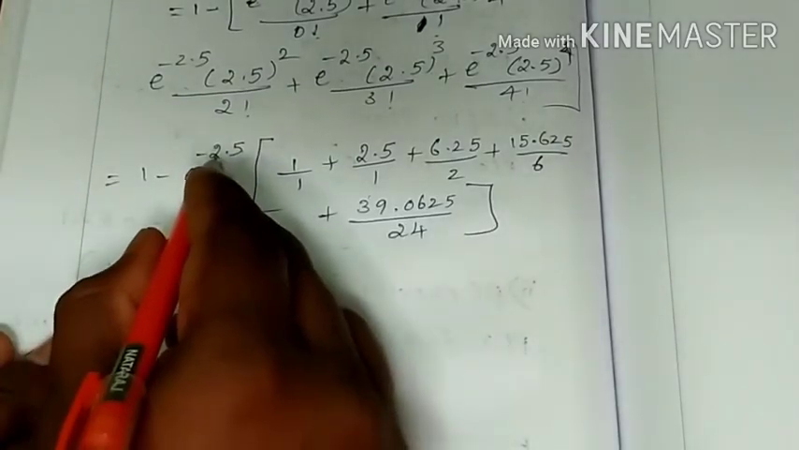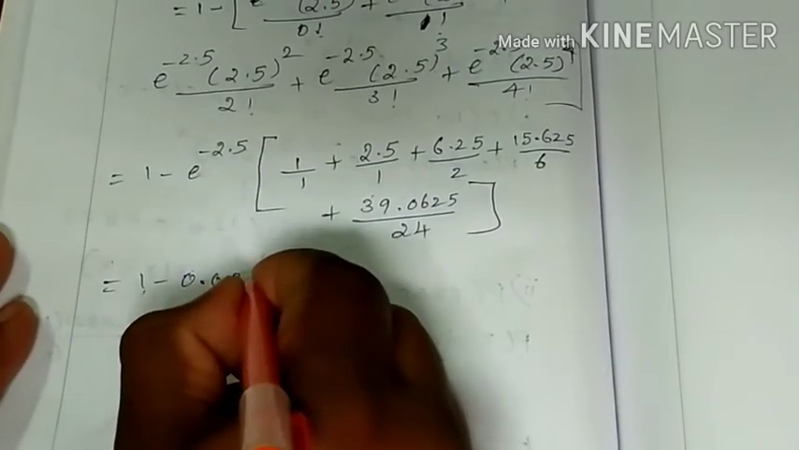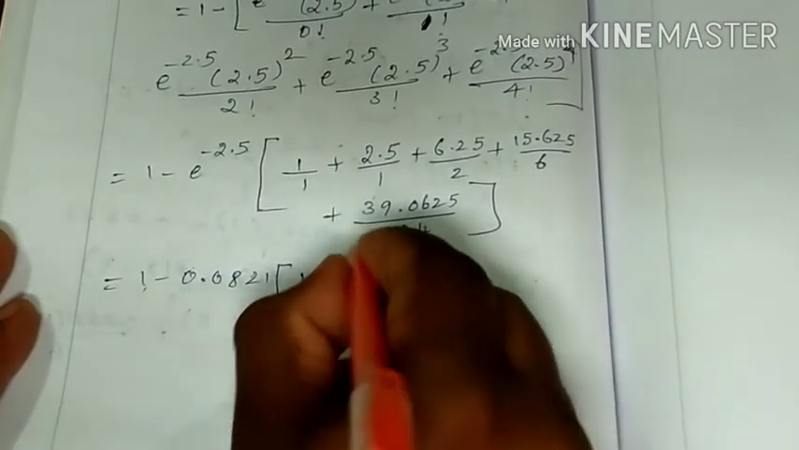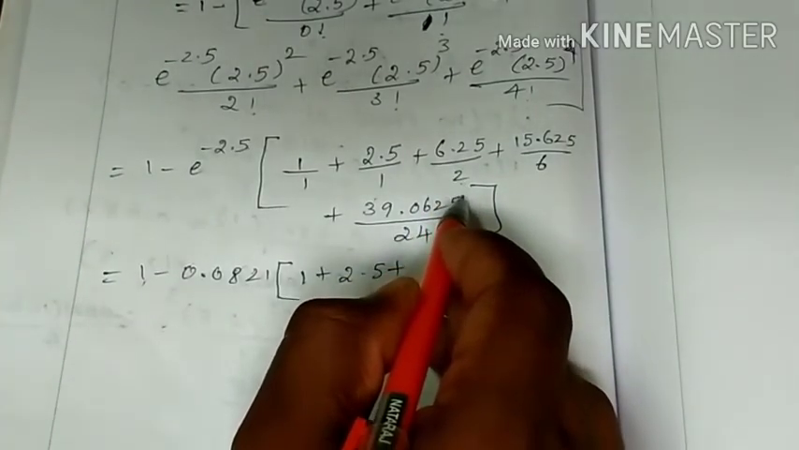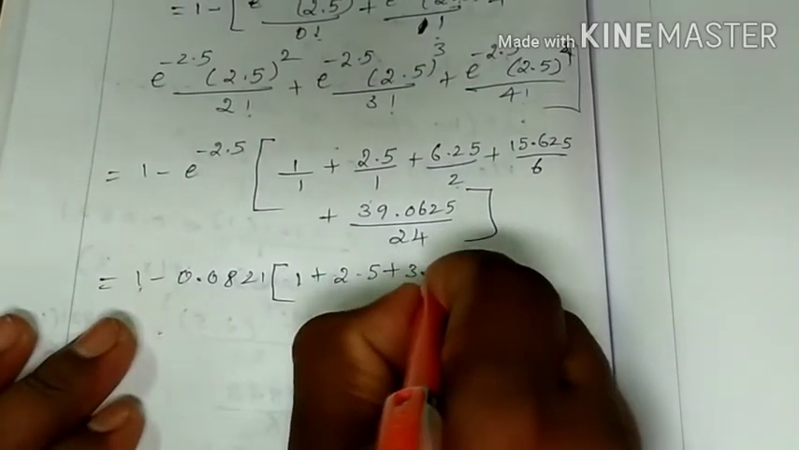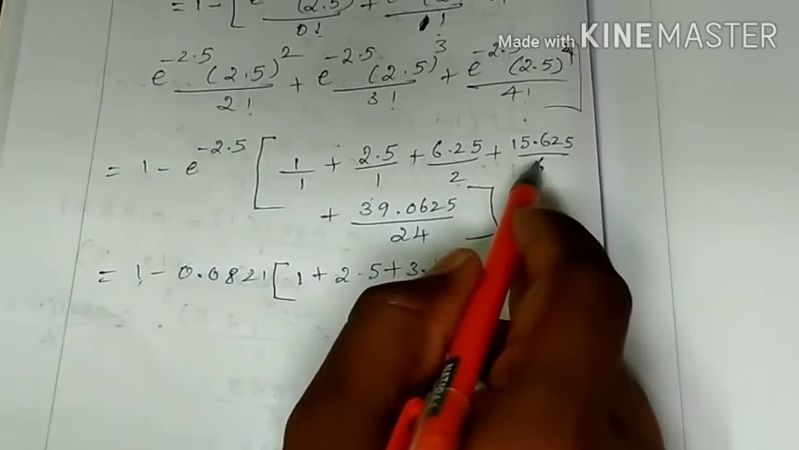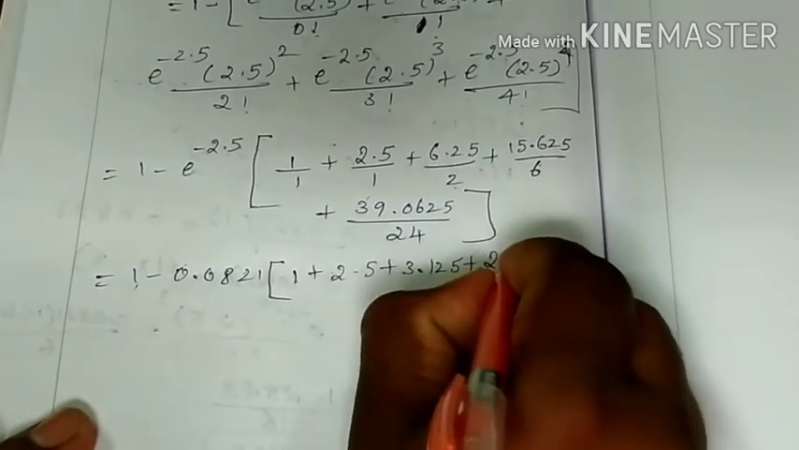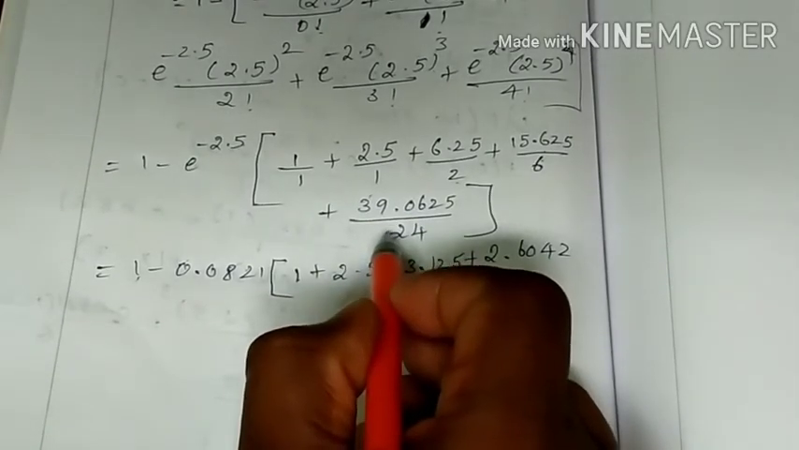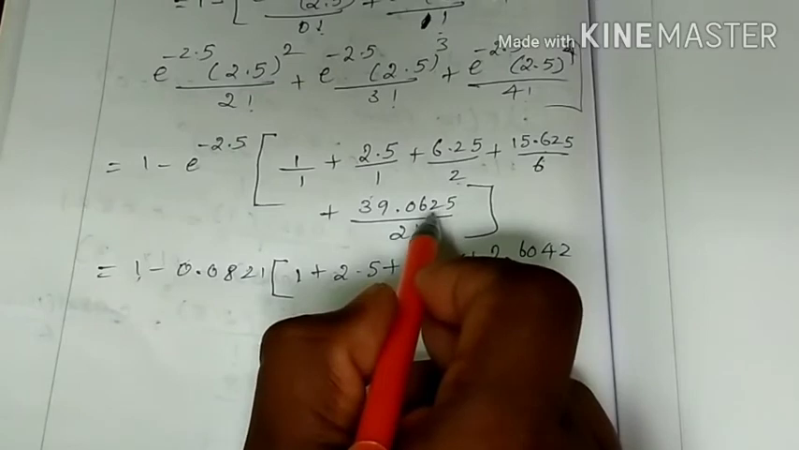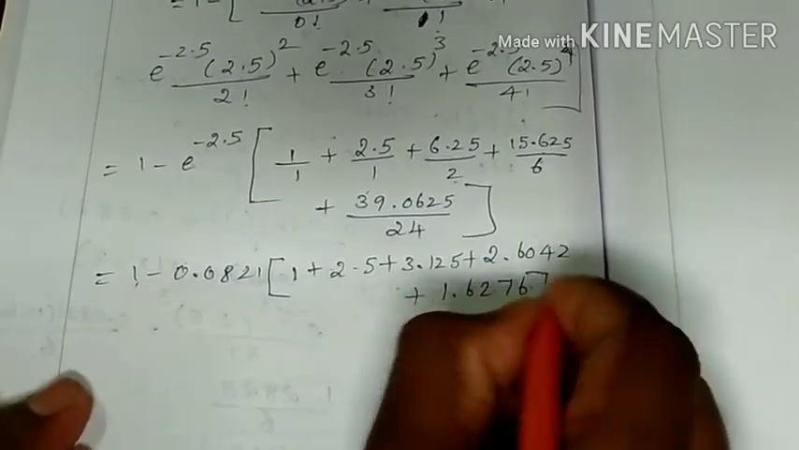1 minus e power minus 2.5, the answer of which is already known, 0.0821, and 1 by 1 is 1, plus 2.5 by 1 is 2.5, plus 6.25 divided by 2 equal to 3.125, plus 15.625 divided by 6, we get 2.6042, plus 39.0625 divided by 24, which is equal to 1.6276.